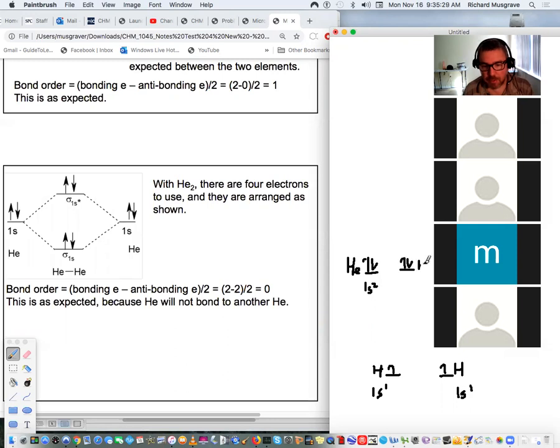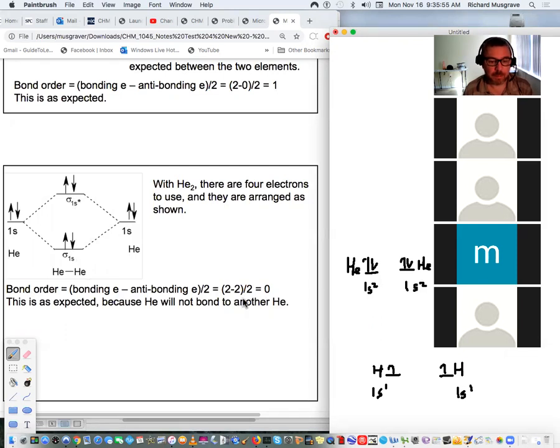And what we're trying to investigate here now is the bonding between 2 helium atoms. Now you can see when we do that, we've actually got 4 electrons to deal with. So we stick 2 in the bottom, that's the bonding, but we also put 2 in the antibonding as well. If we want to look at the bond order of helium, it's going to be 2 minus 2 divided by 2, which is 0. What that tells us is that helium won't bond to another helium.